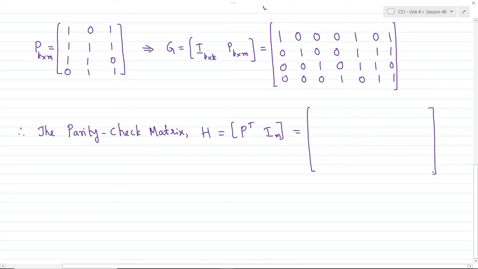So this will be helpful for the receiver. The generator matrix is for the encoder, and the parity check matrix will be helpful for the decoder to detect and correct any errors. Just for the sake of completion, I'll write the H matrix as well. It's simply the transpose of the P matrix, which is 1 0 1, then 1 1 1, then 1 1 0, then 0 1 1. So that becomes P transpose. The identity matrix will be of order 3, so this is 1 0 0, 0 1 0 and 0 0 1. That would be your parity check matrix for the given generator polynomial.